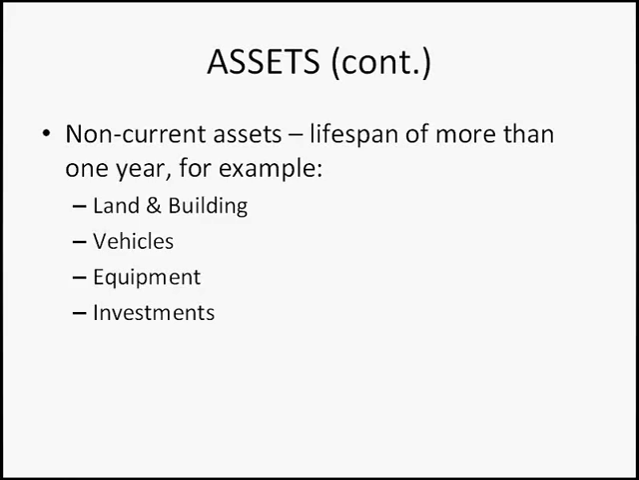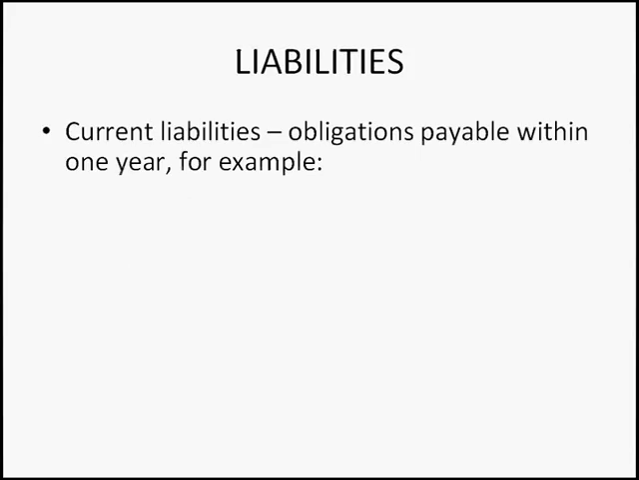Then we move on to liabilities. So liabilities, there's also two types of liabilities. The first type is what we call current liabilities, same as with current assets. These are short-term liabilities. In other words, it means they are obligations that are payable within 1 year.